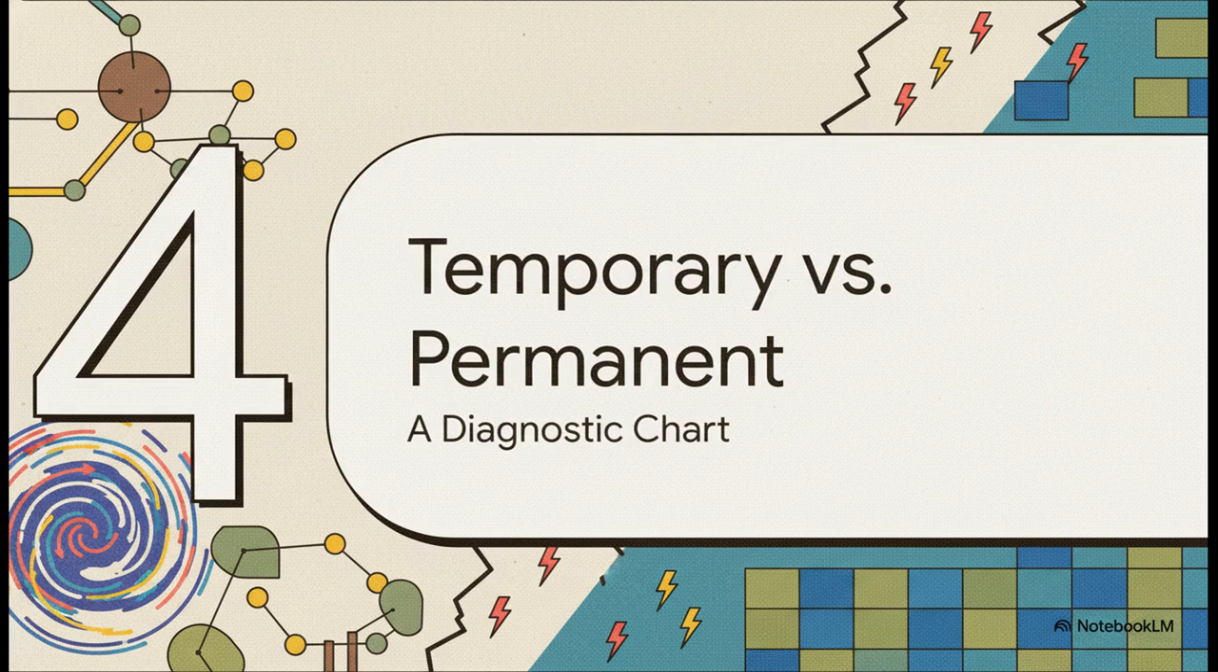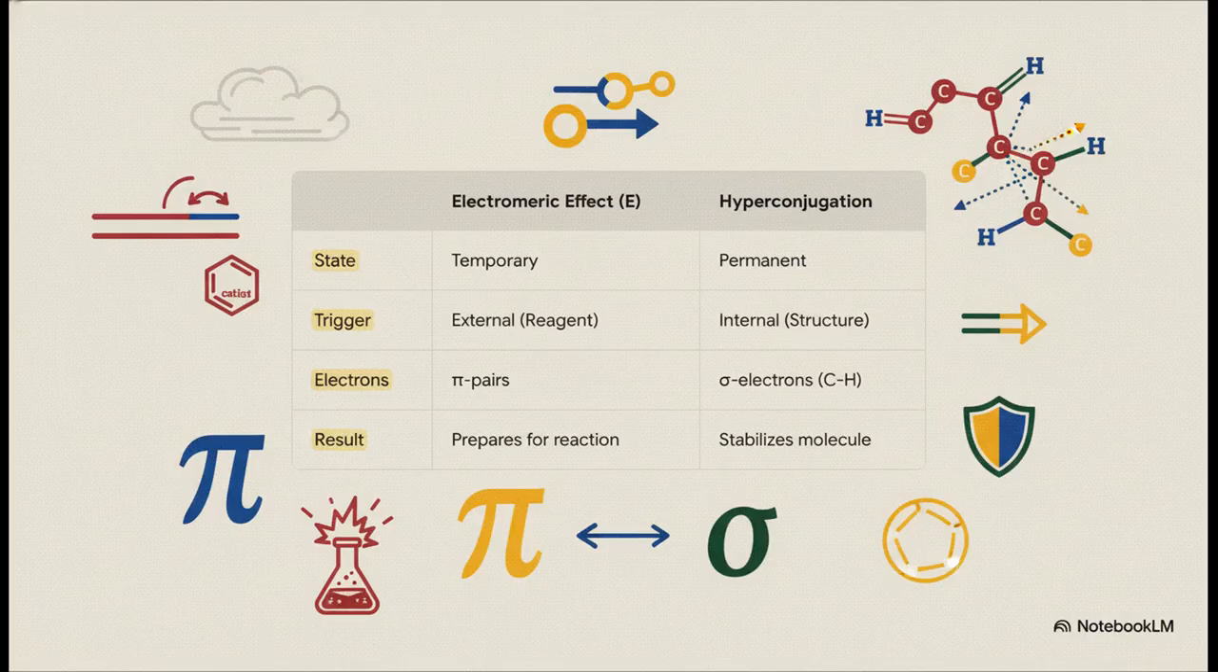Okay, so we've seen the reactive, on-demand effect, and we've seen the constant, structural one. Let's put them side by side and create a nice, clear diagnostic chart to really nail this down. This matrix sums it all up perfectly. Let's just walk through it real quick. First, the state. Electromeric is temporary. It goes away without a reagent. Hyperconjugation is permanent. It's always on. Next up, the trigger. The electromeric effect is external. It's caused by an attacker. Hyperconjugation is internal. It's just part of the molecule's own structure.